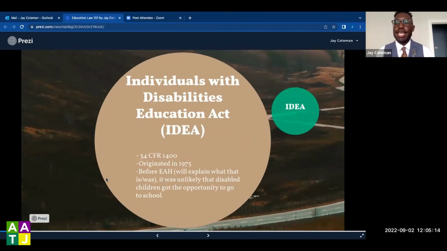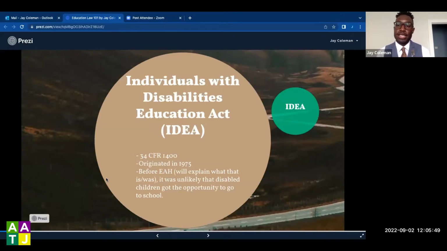Okay, so the IDEA stands for Individuals with Disabilities Education Act. It is codified, meaning it is a federal regulation. It can be found in Title 34 CFR, starting at rule number 1400, if you wanted to go and read the rules, read the regulations for yourself. It originated in 1975, just a little bit of history. In 1975, it wasn't called the IDEA at the time, it was called the Education for All Handicapped Children Act.